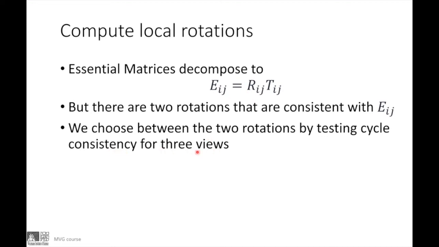The idea is to take triplets of views and see which of the two is consistent. So for a triplet of views, we have 8 possibilities, and we choose one of the possibilities, and that determines Rij.